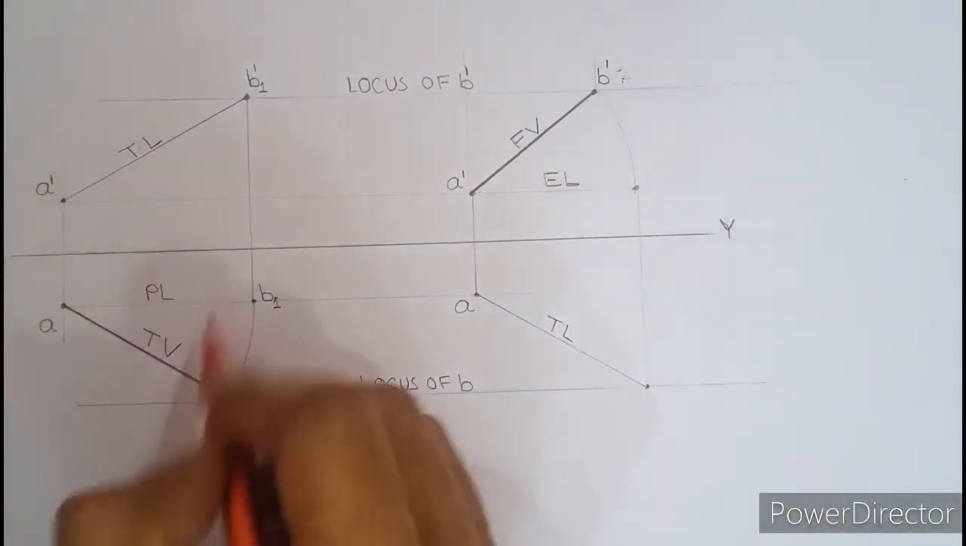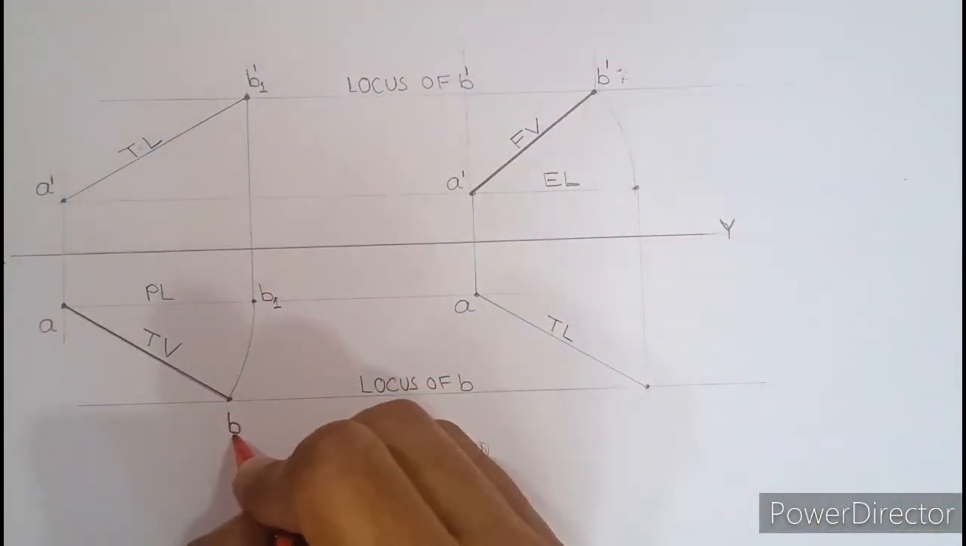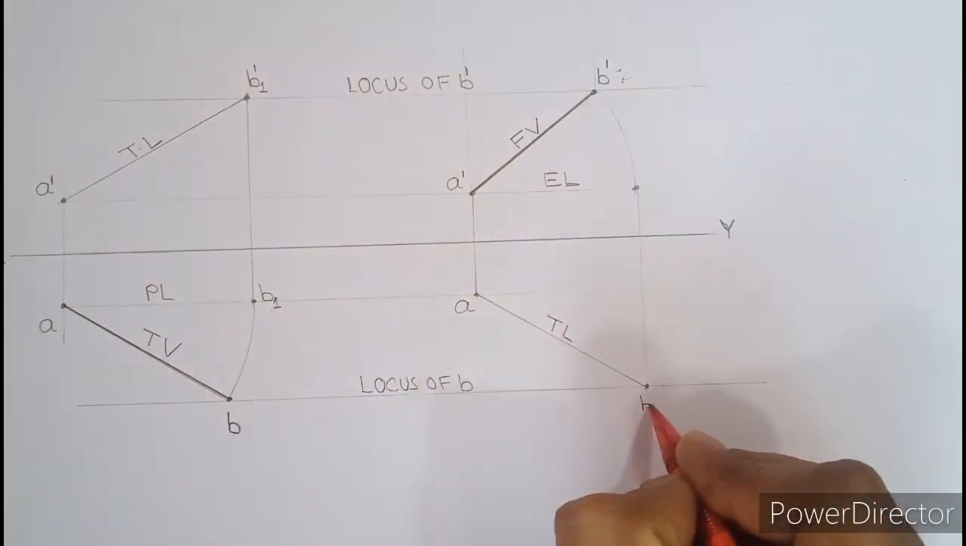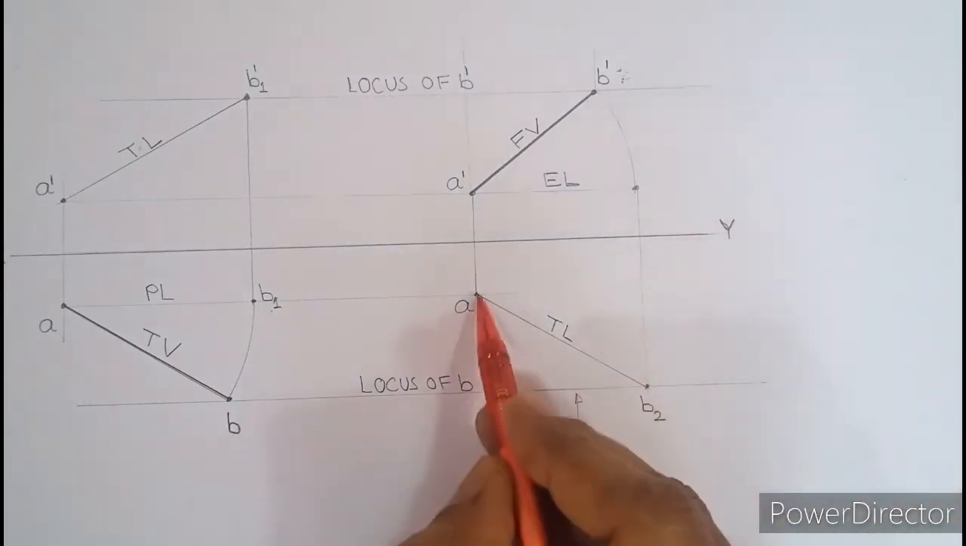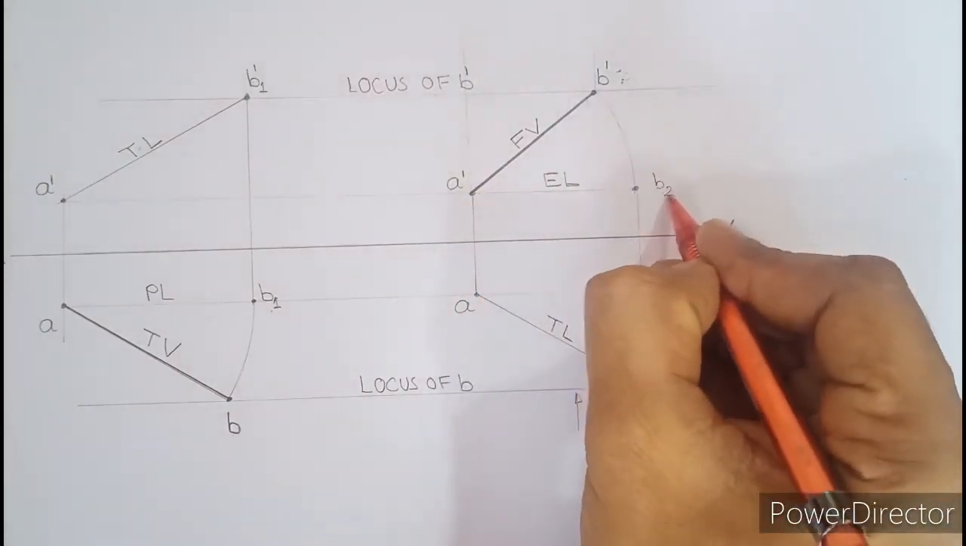Now everything below XY is without dash. So after A, B, B1, we can't name B1 again, so this has to be B2. Now look from this side. Projection of A is A dash, so B2 has to be B2 dash.